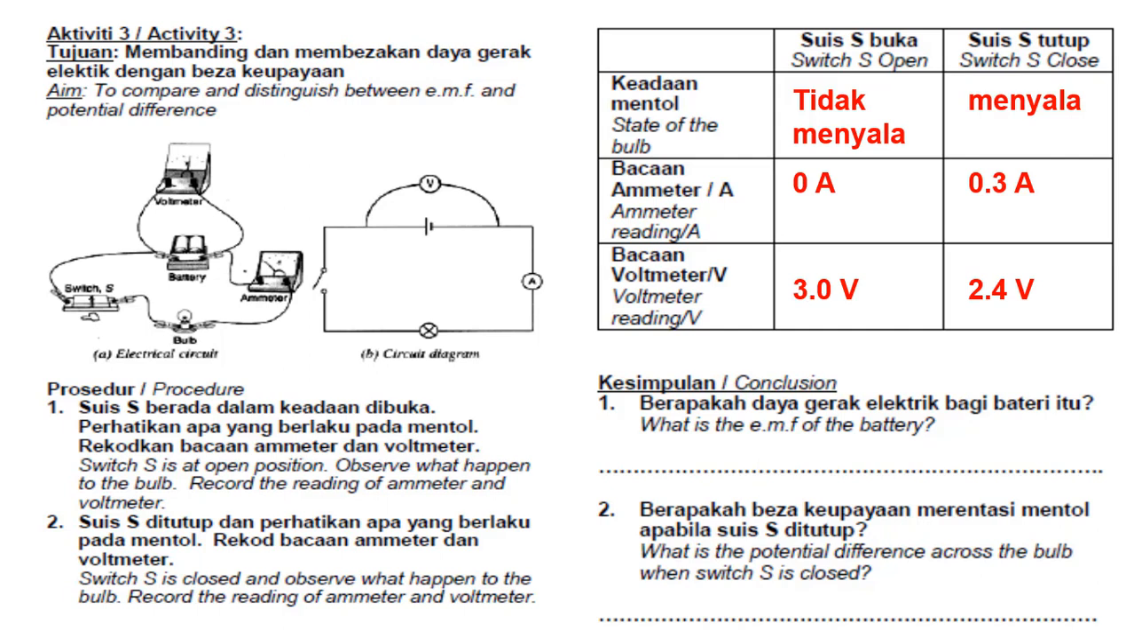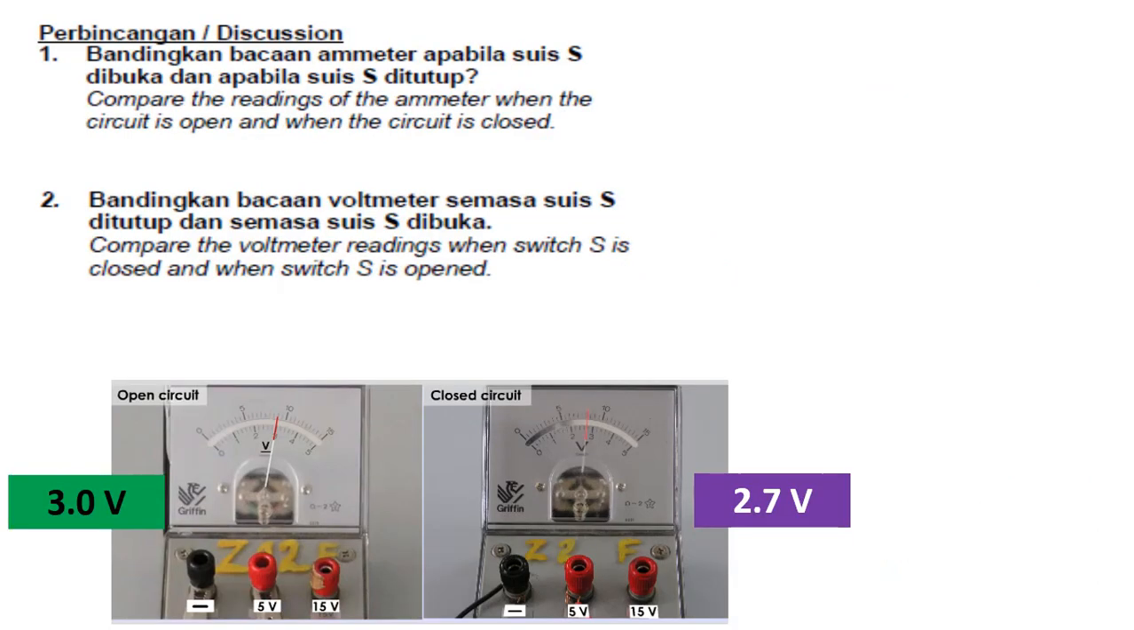Okay, first question, what is the EMF of the battery? Remember we learned last time that the voltmeter reading when the switch is open will give you the EMF of the battery. So it will be 3.0 volt. What is the potential difference across the bulb when switch S is closed? So 2.4 volts. So it has dropped. The potential difference drops a little bit. Okay. After this, we will learn why.